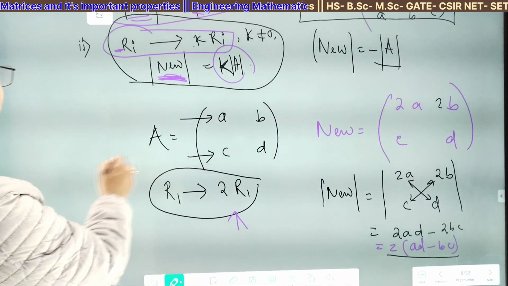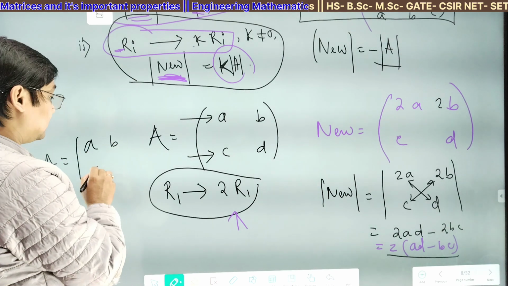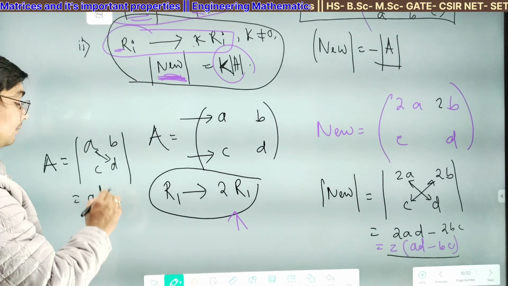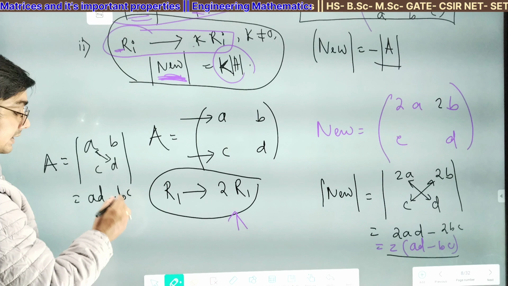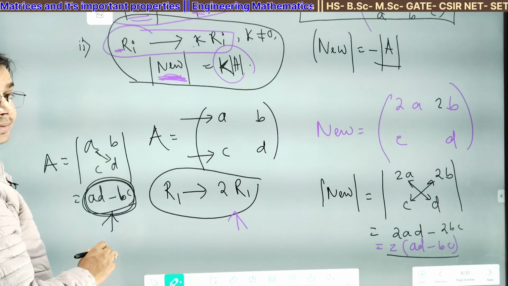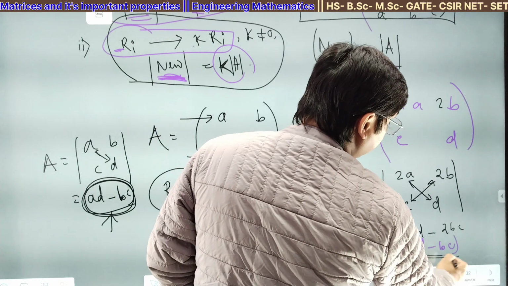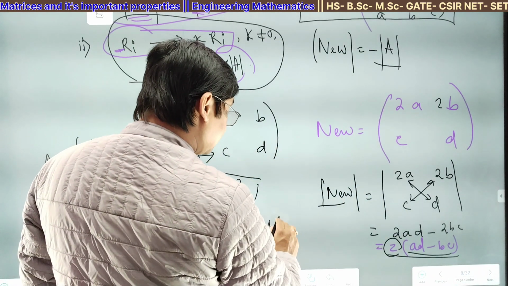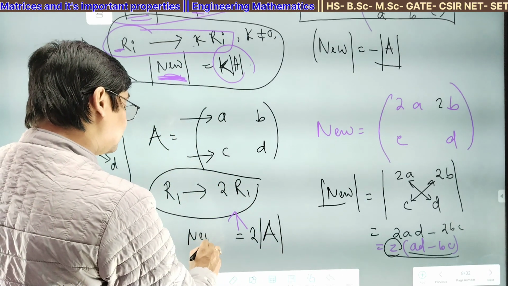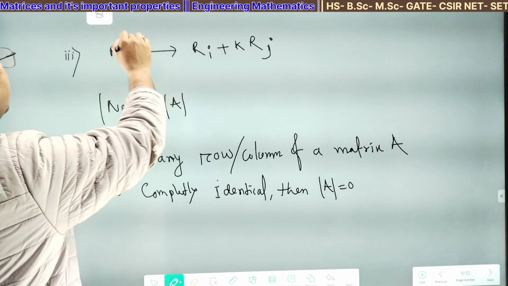And also you see here what will be the determinant of the previous or original matrix. Here this will be A B C D. So here you take the product AD minus BC. So you see the determinant of the original matrix is AD minus BC, and the determinant of the new matrix is 2 into AD minus BC. That means 2 times the determinant of the original matrix is the determinant of the new matrix. So that is the property.